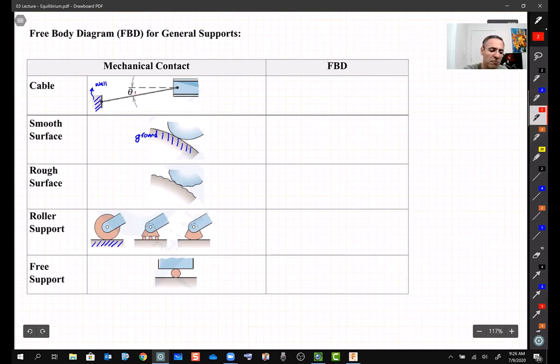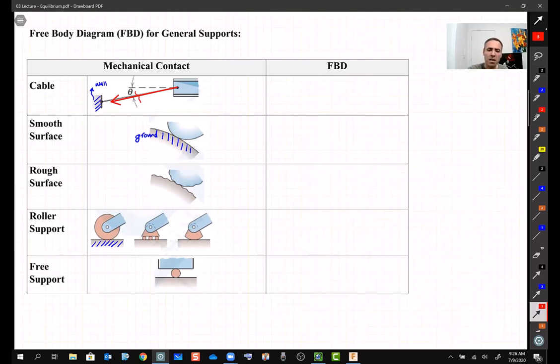I need to free it from this support basically. And this cable, it's very simple. Everybody knows a cable can apply just one sort of force, which is a tension, right? Then simply the free body diagram for this case, I'm drawing it over here.